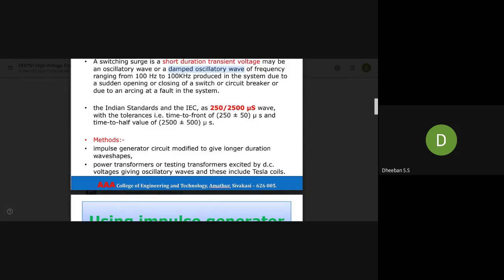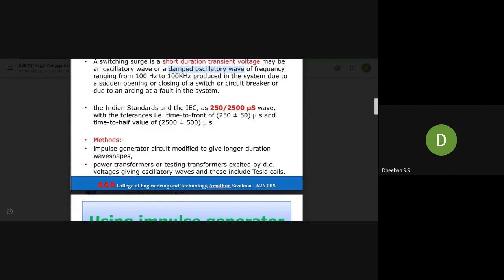For that, they will be increasing the time constant value. The time constant for the RC circuit is nothing but tau equal to RC. So they will be increasing either the value of resistance or the value of capacitance. They will be increasing.